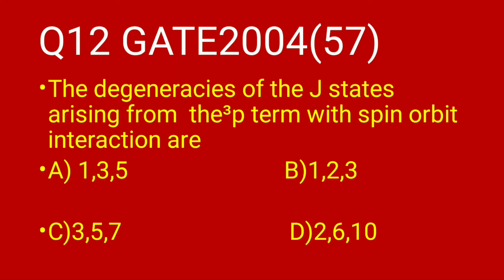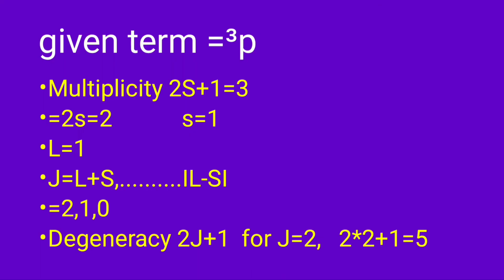Question number 12. The degeneracies of the J states arising from the 3P term with spin orbit interaction are option A, 1, 3, 5, option B, 1, 2, 3, option C, 3, 5, 7, option D, 2, 6, 10. In this problem, the given term is equal to 3P. Multiplicity 2S plus 1 equal to 3. Therefore, S is equal to 1.